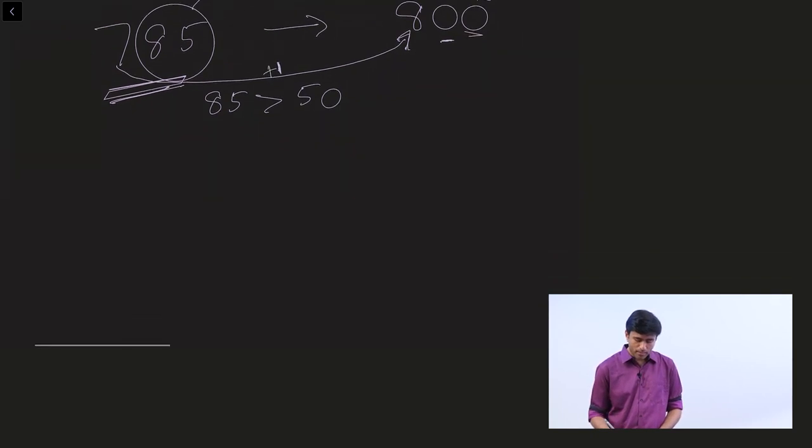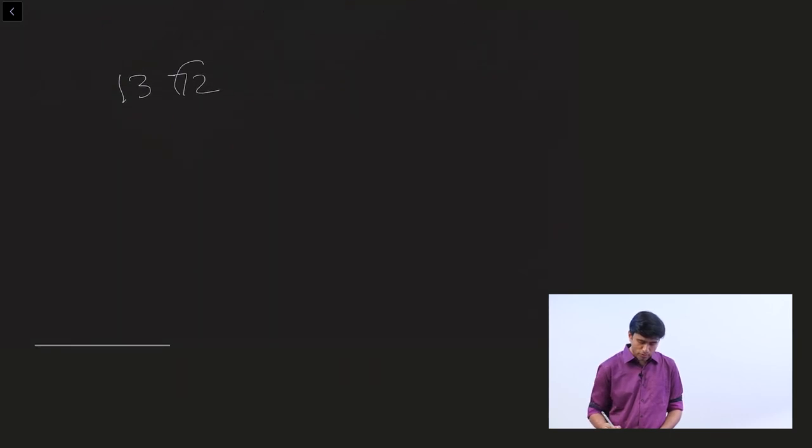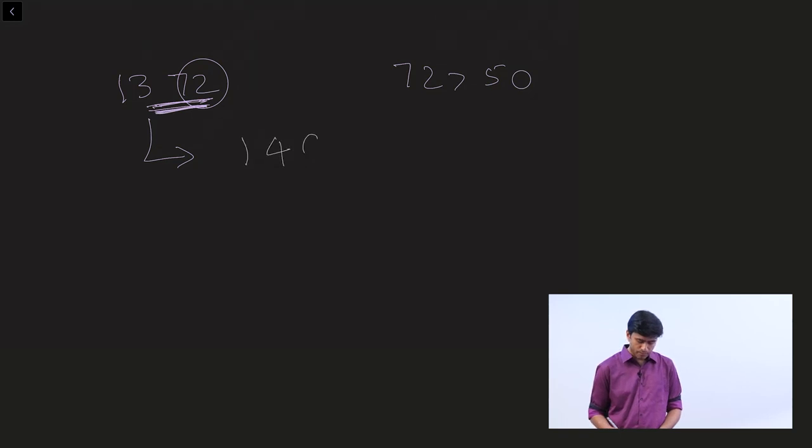This is what you do when the last two digits are greater than or equal to 50. Let's take another example. 1372. How do you do this? 72, the last two digits, is greater than 50. So you just have to round it off to the next 100. What is the next 100 to 1372? It's 1400.